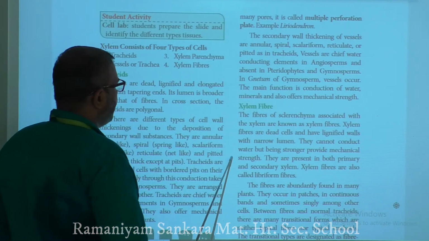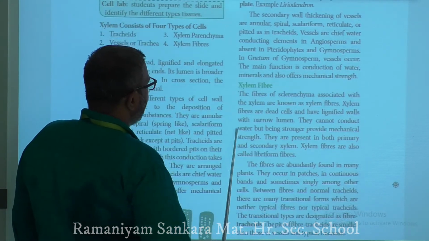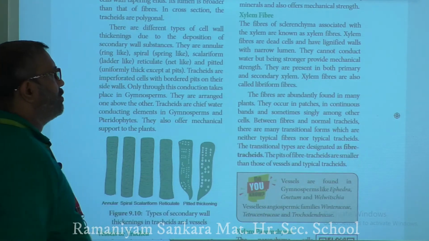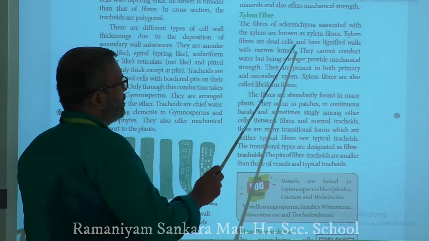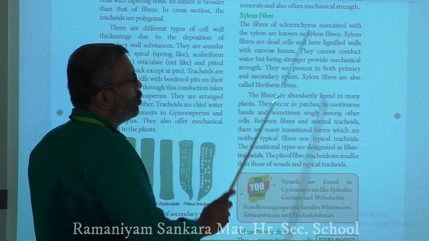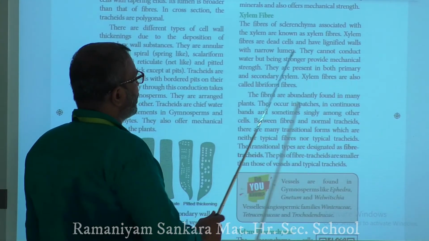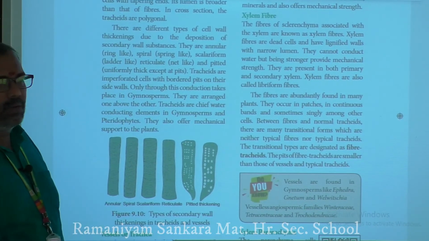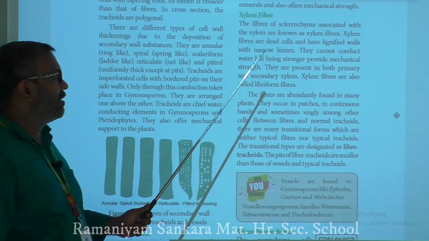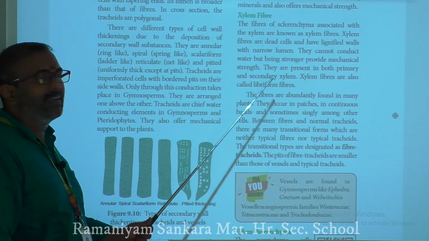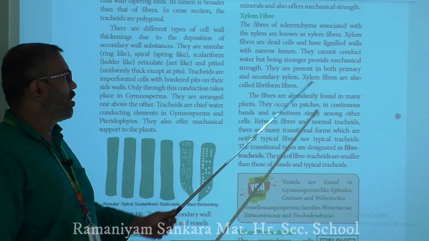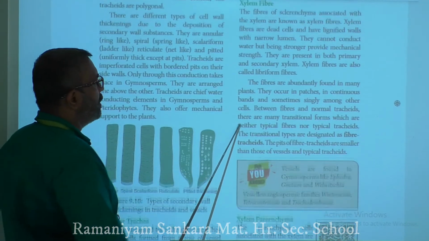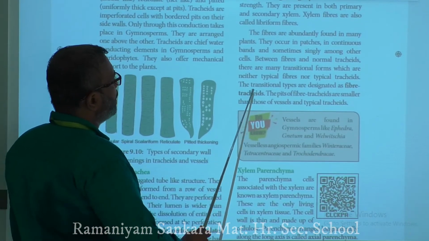Next one, xylem fibers. Sclerenchyma associated with the xylem are known as xylem fibers. Xylem fibers are dead cells with lignified walls and narrow lumens. They cannot conduct water, but being stronger, they provide mechanical strength. They are present in both primary and secondary xylem. Xylem fibers are also called libriform fibers.